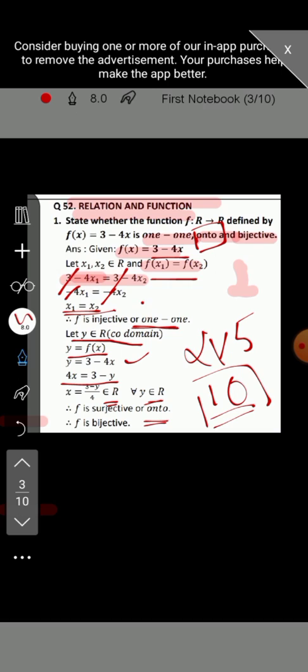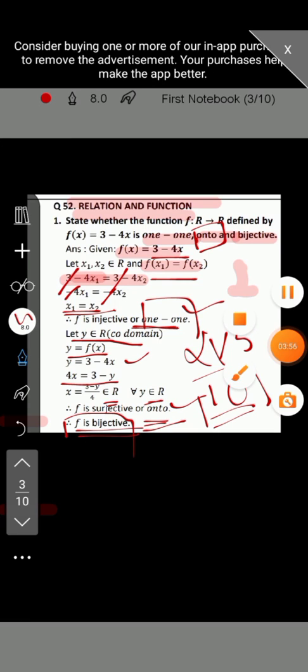If the function is one-one and onto, then we say the given function is bijective. It is very important to write that the function is one-one, the function is onto, and the function is bijective, because even writing bijective has marks. So this is about the first question.